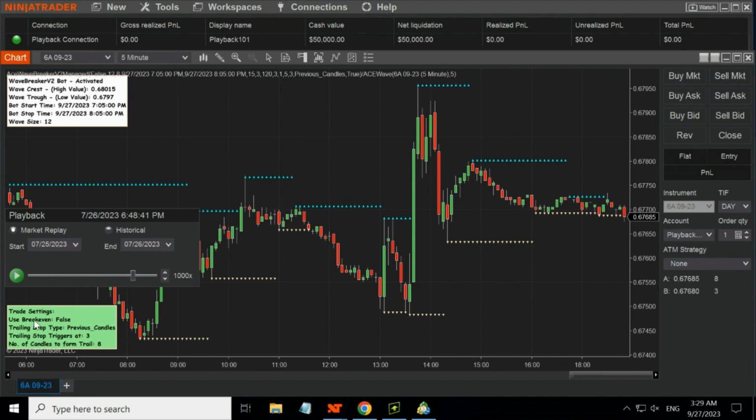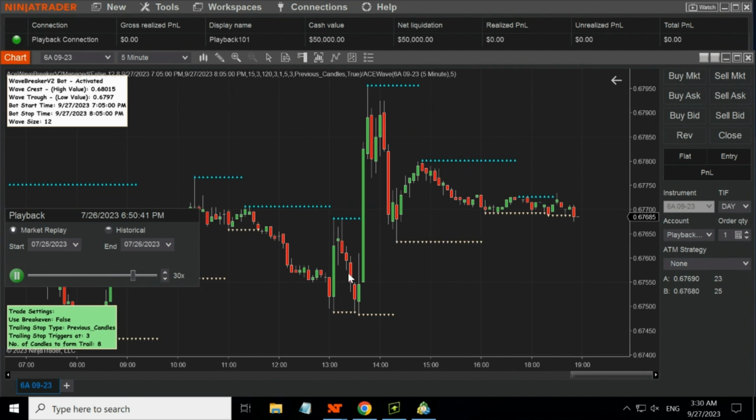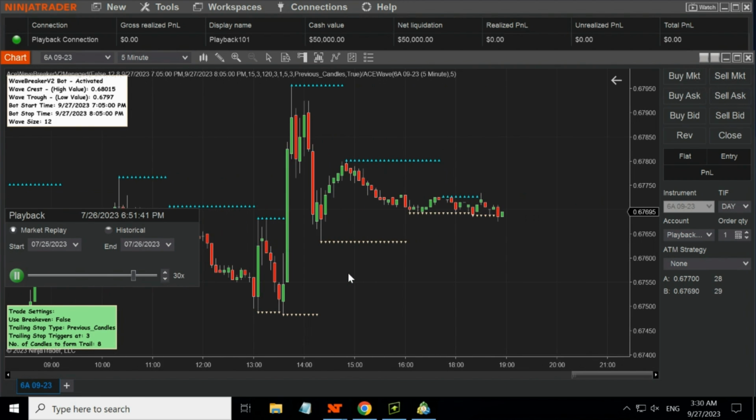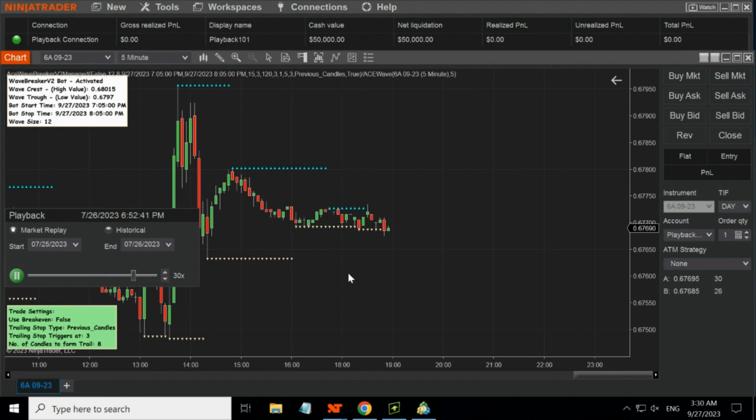We have the trade settings, so we're not using a break even. We're using previous candle for trail. We're triggering at 3, and we're going to use the last 8 candles to trail. So I'm going to slow this down, and we'll start off our bot. Okay, and we're going to look over here to our left. You can see price is starting to move, which is fantastic.